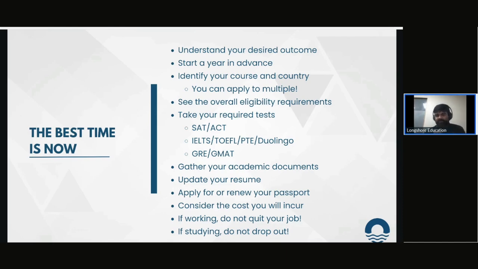You should gather your academic documents. Sometimes people have not even picked up their degrees, transcripts, mark sheets. Update your resumes. Apply for or renew a passport, and consider that a cost that you will incur. If you are working, please do not quit your job. Try to figure out how you could do this alongside, because creating a gap in your profile is also a problem. And if you are studying, please do not drop out, because you do need to complete the program that you're planning to do.